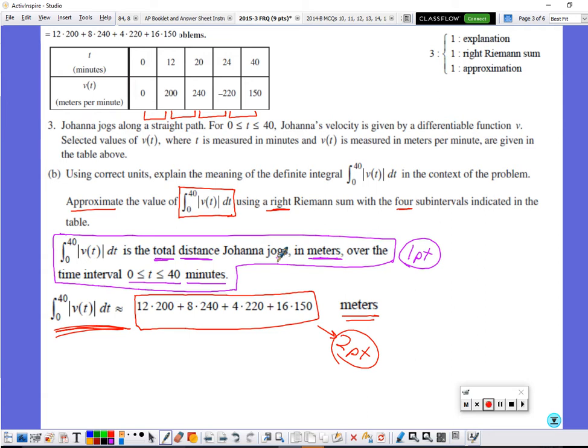Instead of total distance, I said meters. Just read it to me. I said that the integral means you're finding the amount of meters she jogged in the time period 0 to 40. I think you're fine on that one. Yeah, good question.